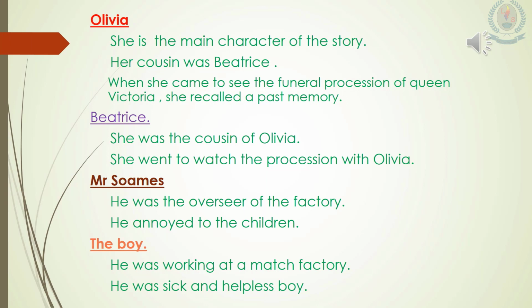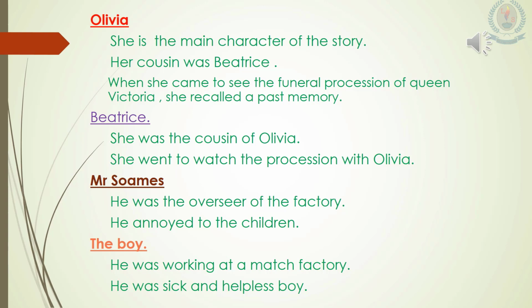Right, children, take out your English literature books and get ready with the lesson. Not Always a Perfect Place by Judy Wade. This is a historical story. There are 4 characters. Now I'm going to give you the simple idea about these characters. The first one, Olivia. She is the main character of the story. Her cousin was Beatrix. When she came to see the funeral procession of Queen Victoria, she recalled her past memory. She was a kind-hearted girl. She wanted to help the boy, and also she was the storyteller.